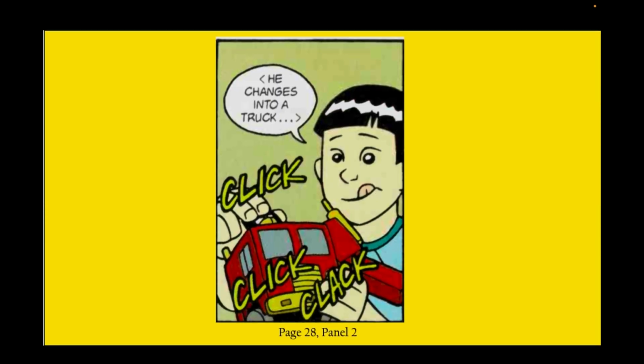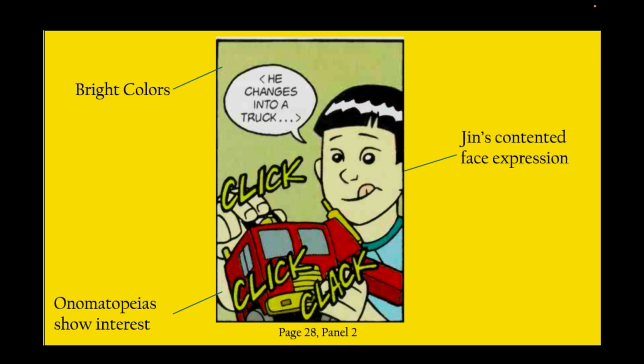At the start of the novel, Jin is innocent and emotionally stable in his own identity. On page 28, panel 2, he is surrounded by a bright yellow color scheme as he plays with the Transformer toy, while the onomatopoeias click, click, clack spread across the frame as he happily tinkers with the toy. Jin's focused, content expression illustrates his self-assurance and freedom.